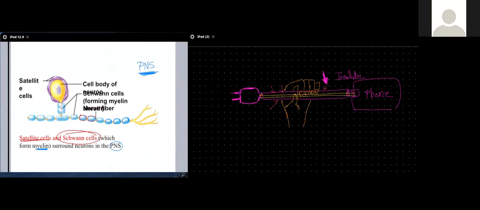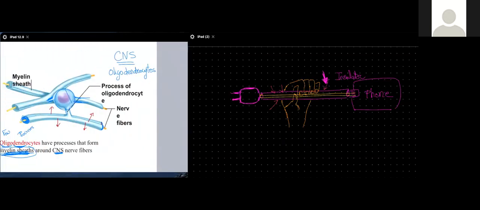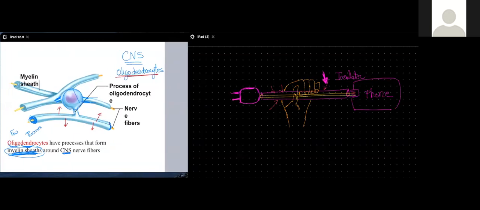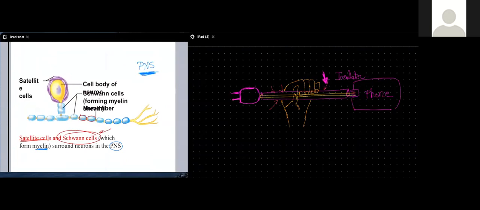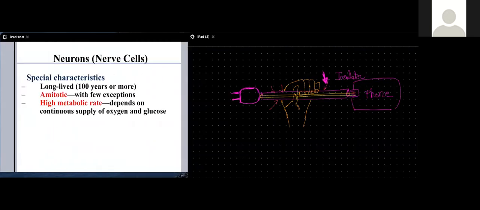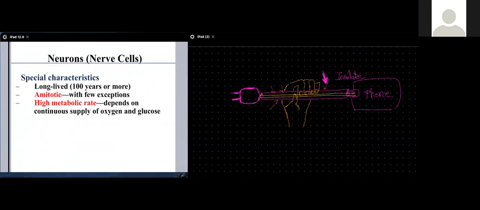So again, what do we call the ones in the CNS forming the myelin sheath? Oligodendrocytes. What do we call the ones that will be in the peripheral nervous system building up the myelin sheath? Those are my, again, Schwann cells. Easy.